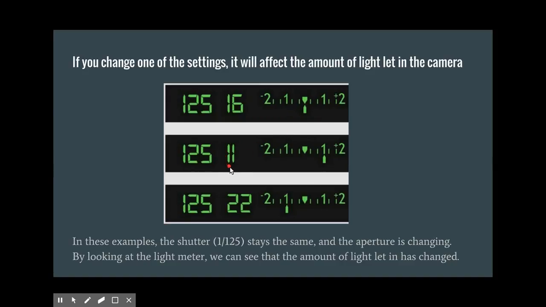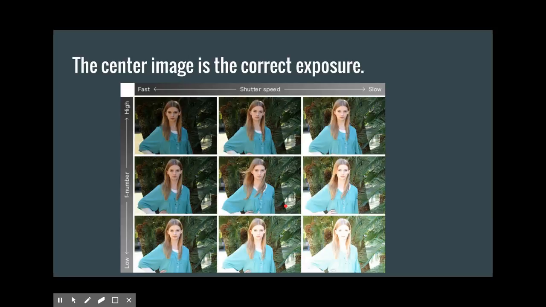But if I make that hole larger, so I go to f11, which is a larger hole, now I can see, oh, I'm actually letting in too much light. Or even at the same shutter speed, if I make that f-stop or that hole in the aperture smaller, then I'm not letting in enough light. So what does that actually look like?